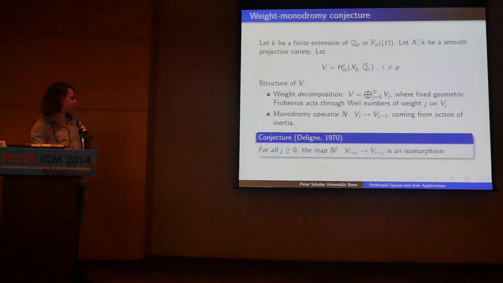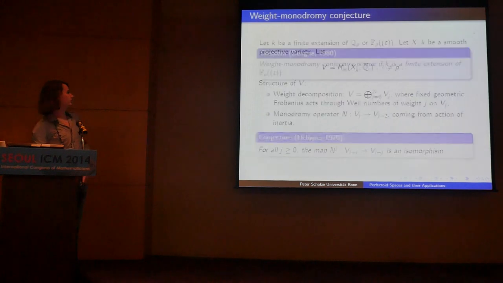And so what the weight monodromy conjecture, which Deligne essentially formulated in 1970, says is that if there are different weights, then they are explained by a non-trivial monodromy operator. So the monodromy operator is always as non-trivial as possible given the weights, which can be concretely phrased as saying that for all j greater or equal to 0, the jth power is an isomorphism from the weight i plus j piece to the weight i minus j piece. So this looks also a bit like the hard Lefschetz theorem, except that we don't compare different cohomology groups now, but we are within one cohomology group.